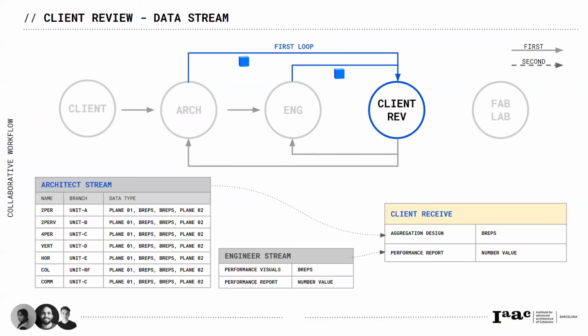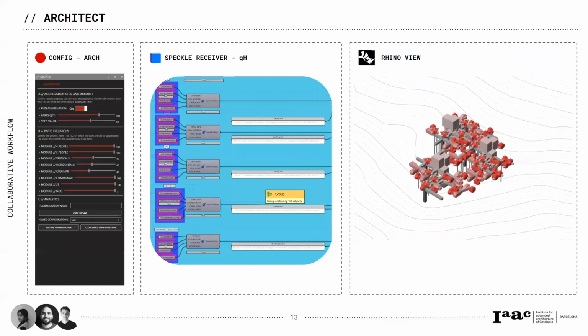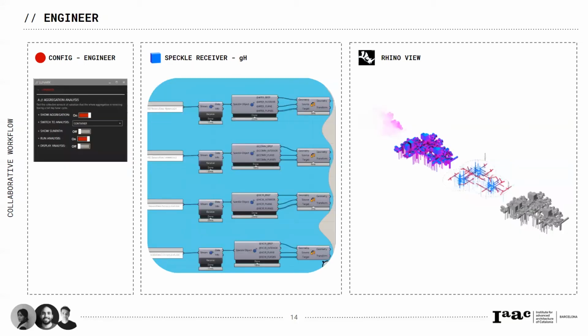And here we see the client review, what is being pushed to the client so that they can make a decision. The architect stream would have all these different data of the aggregation, planes, BREFs for each unit. And the engineer will be receiving a performance report in terms of number values and the visuals of the performance analysis. This is from the architect aggregation. And here is a view of the analysis.